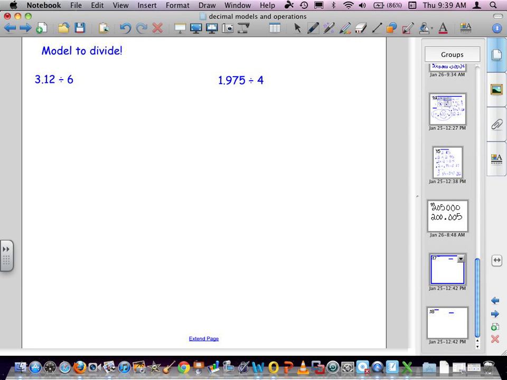Now here's a strategy we might try. Okay, I want you to watch this because you're going to use this with both whole numbers and decimals. Okay, this is an alternative to long division. It's using estimation and multiplication to figure out your solution.